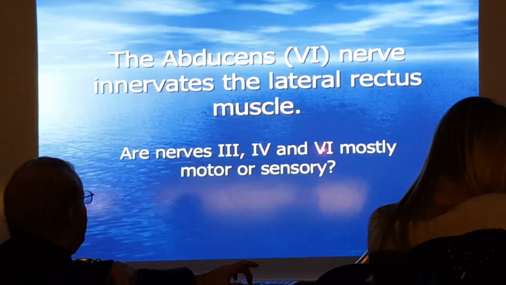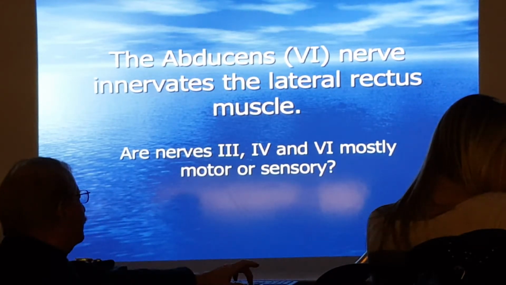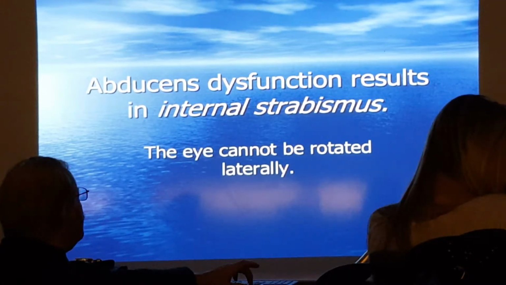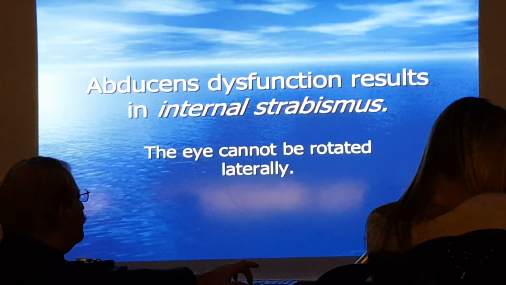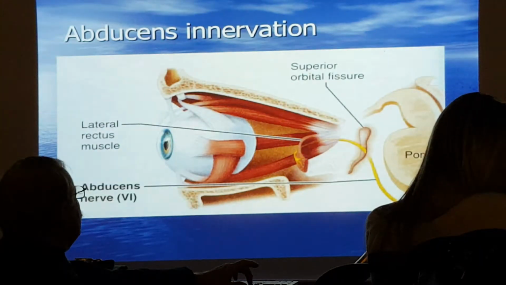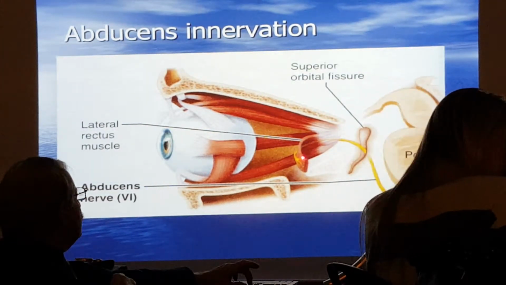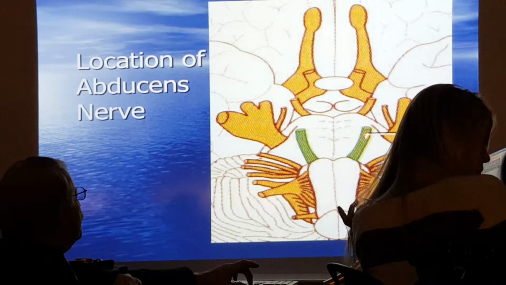Are they motor or sensory? Almost strictly motor. They control eye movement. Eye movement, as you can see, is very sophisticated. And internal strabismus is the dysfunction that results from paralysis of the abducens nerve. You have difficulty moving the eye laterally. It's difficult, if not impossible. So you lose the use of the lateral rectus muscle. Okay, so there is the abducens nerve.